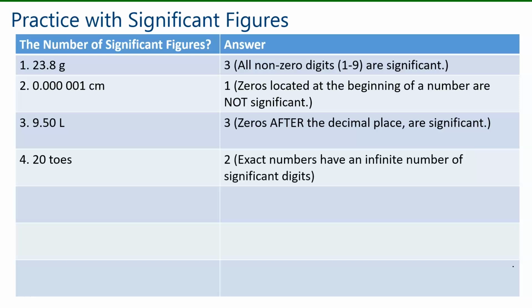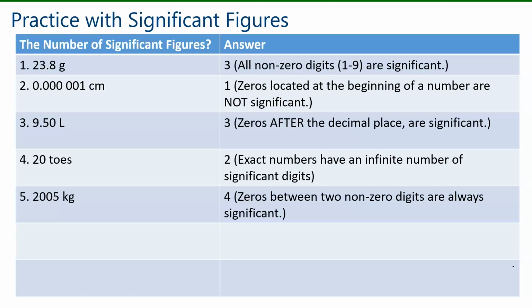How about 20 toes? This has 2 significant digits. It's an exact number, and exact numbers have infinite number of significant digits. Most humans will have 20 toes, so this is considered to be an exact number. Number 5 is 2005 kilograms. This has 4 significant digits. Zeros between 2 non-zero digits are always significant.